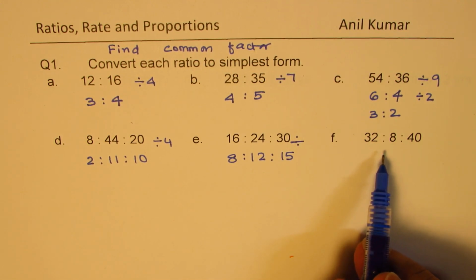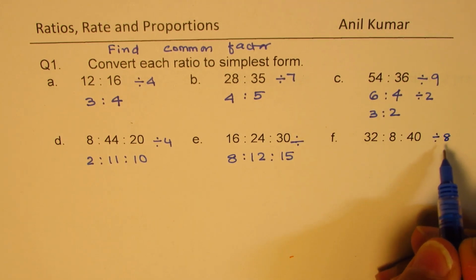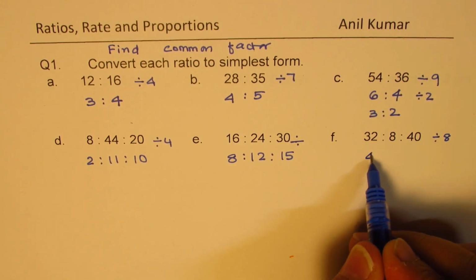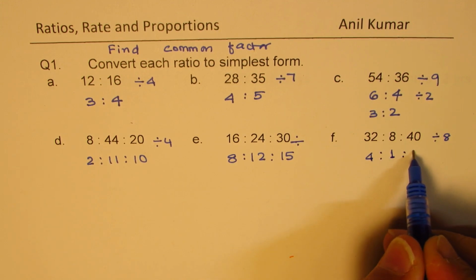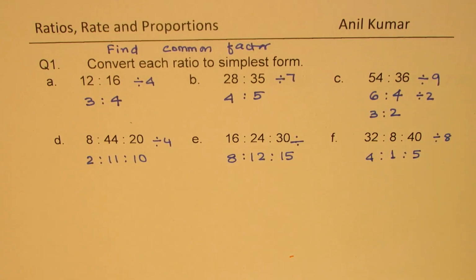The next one here is all multiples of 8, right? So we could divide each by 8. 8 times 4 is to 1 is to 5. Correct? So that becomes the ratio in this particular case. Right? Let's move on and take up question number 2 now.